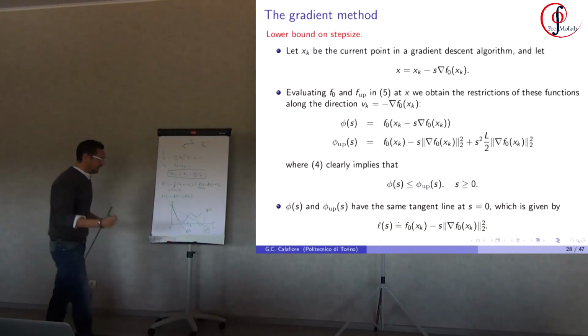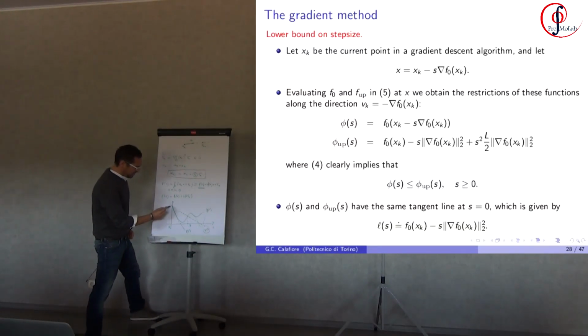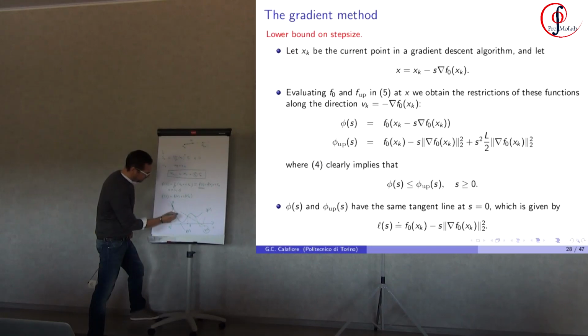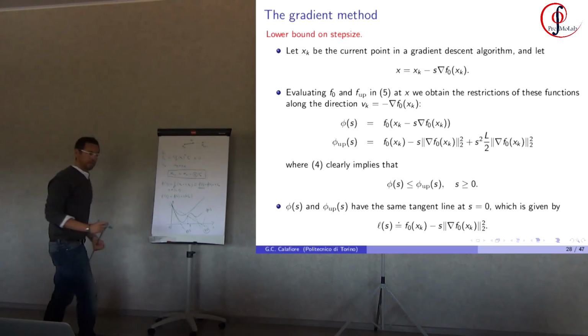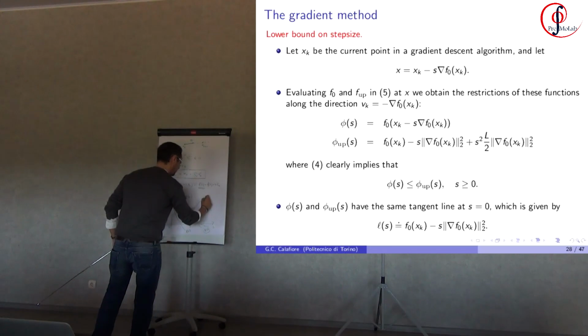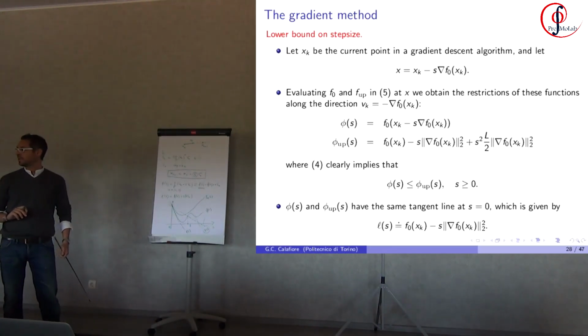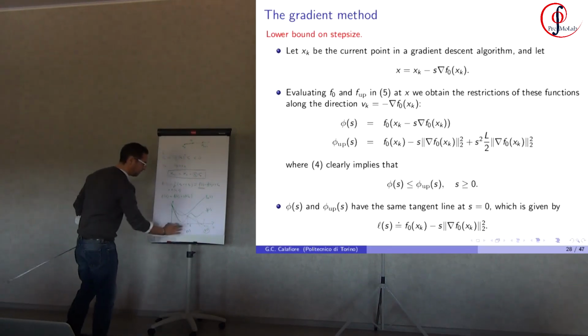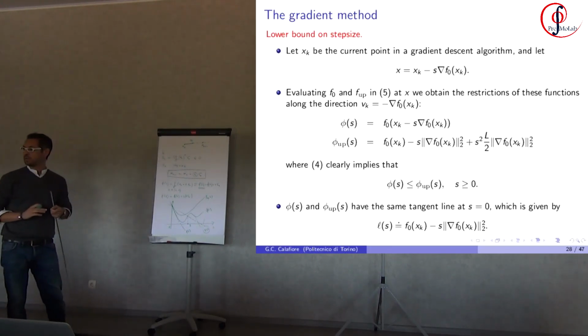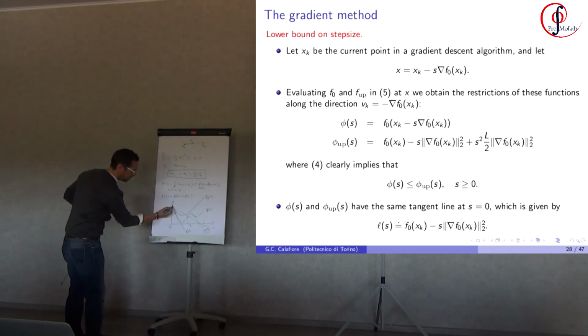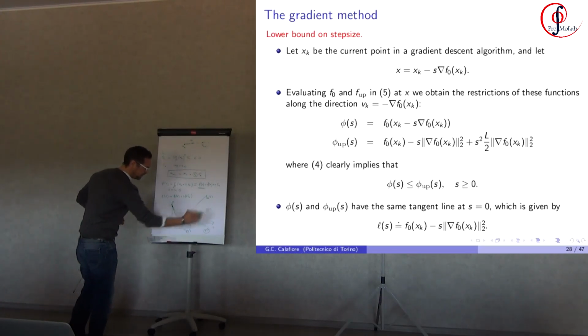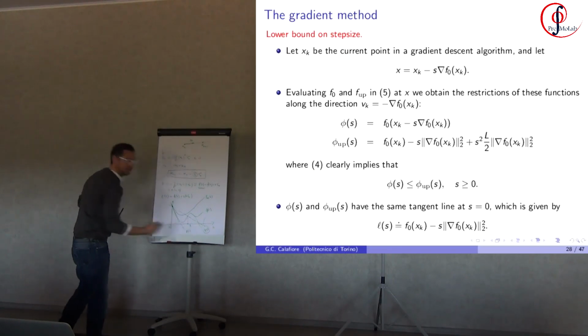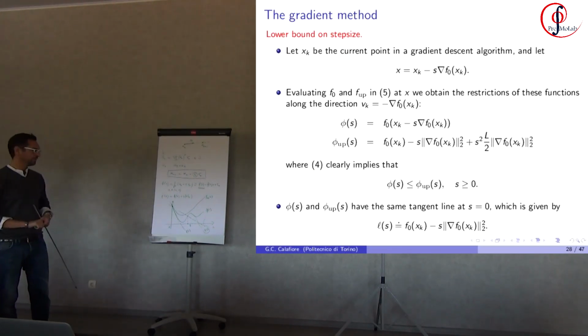So here you can see we have phi of s, and we have another function here, which is a quadratic function, and which is phi up of s, okay? And phi up is above phi of s everywhere. And at 0, phi up and phi have the same tangent line, l of s. Alright?